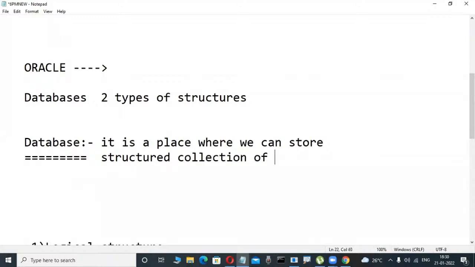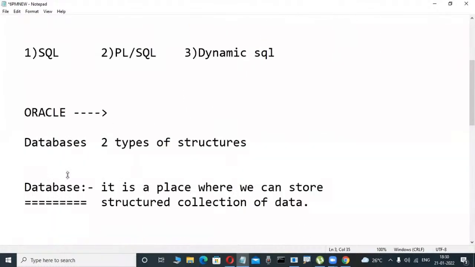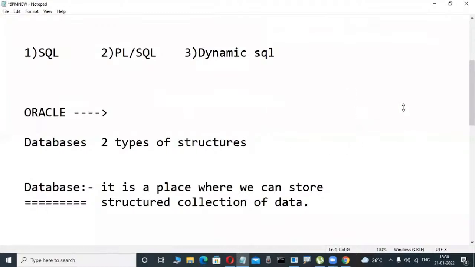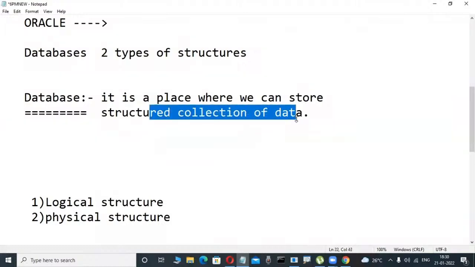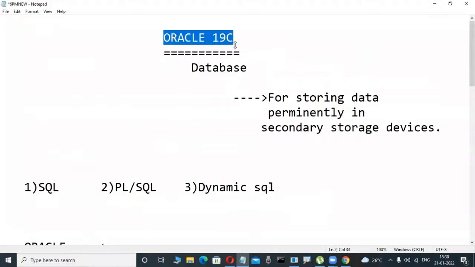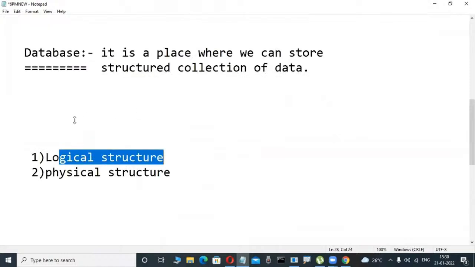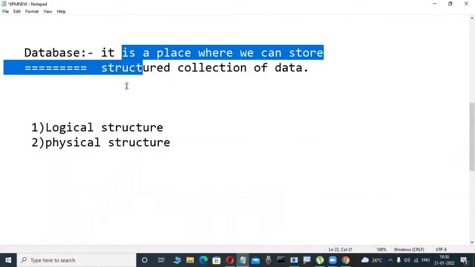What is data? What is information? What is DBMS? That is later. Structured collection of data. Observe here. Actually, whenever we are installing this type of Oracle or relational database software, what is database actually? It is a place. Whenever we install this type of software, automatically some place is reserved in the hard disk. In that place we can store a structured collection of data. But whenever we are installing these types of software, two types of structures are there. One is logical structure, another one is physical structure. This definition I am not explaining today; you will understand it one of these days.